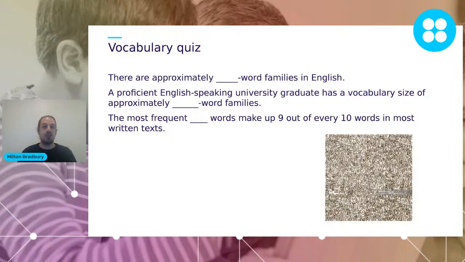And the final question is the most frequent blank words make up 9 out of every 10 words in most written texts. As teachers, I'm sure you know, we have high frequency words and low frequency words. High frequency words are words that we use very frequently, very often. And 9 out of every 10 words that are in texts are a certain amount of words in total. Can you answer, what do you think? Write in the chat.